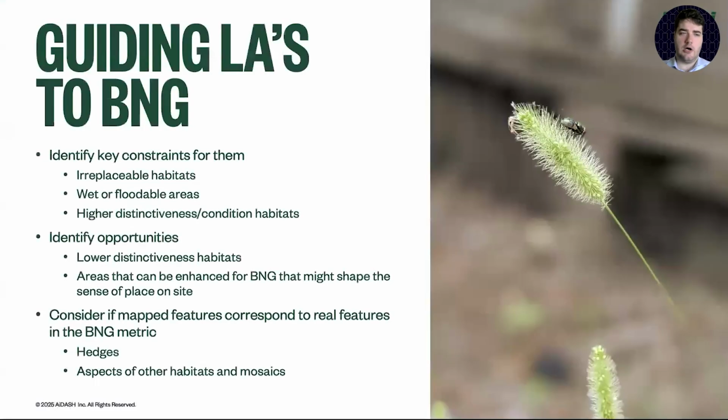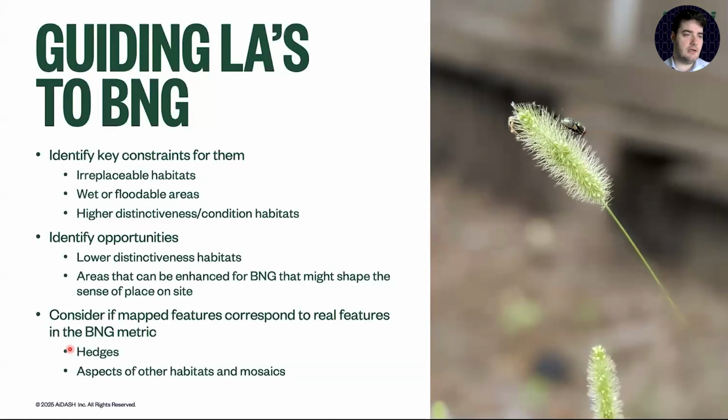It's really important to guide the landscape architect to the key constraints and opportunities on site. So those constraints are things like irreplaceable habitats, wet or floodable areas, and obviously high distinctiveness or higher condition habitats. The landscape architect should be doing these kinds of things already, but definitely check that. Make sure you're helping with that. And those high distinctiveness, high condition habitats, those are things that they're not going to have a great idea about, and often plans will work if you adapt where things are positioned on site. You can get the same plan into the same site, but just in different places because of the different condition values.